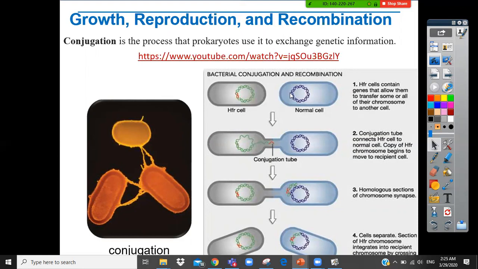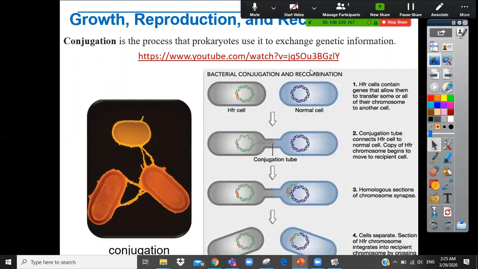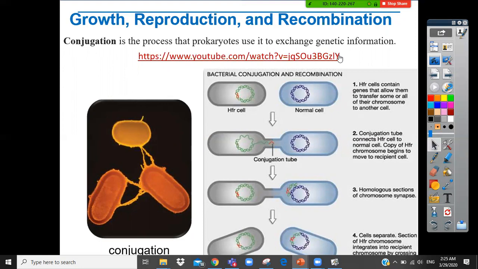These are 2 bacterial cells, 2 prokaryotic cells. So there will be a conjugation tube between the 2 cells. A part of the DNA of this cell will be copied first and transferred into the second cell, and this will give a genetic variation for the prokaryotes. Also, don't forget that you have a link for an animation of conjugation.